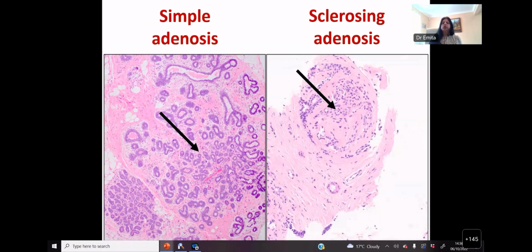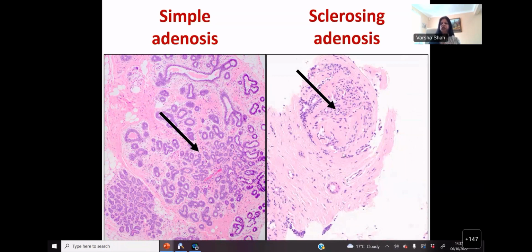In contrast, what is sclerosing adenosis? It is a variant of simple adenosis. What happens is that there is a fibrotic stroma between the acini. That stroma starts compressing the glands. So these glands become very atrophic. That's why sometimes you get a linear arrangement of the cells.